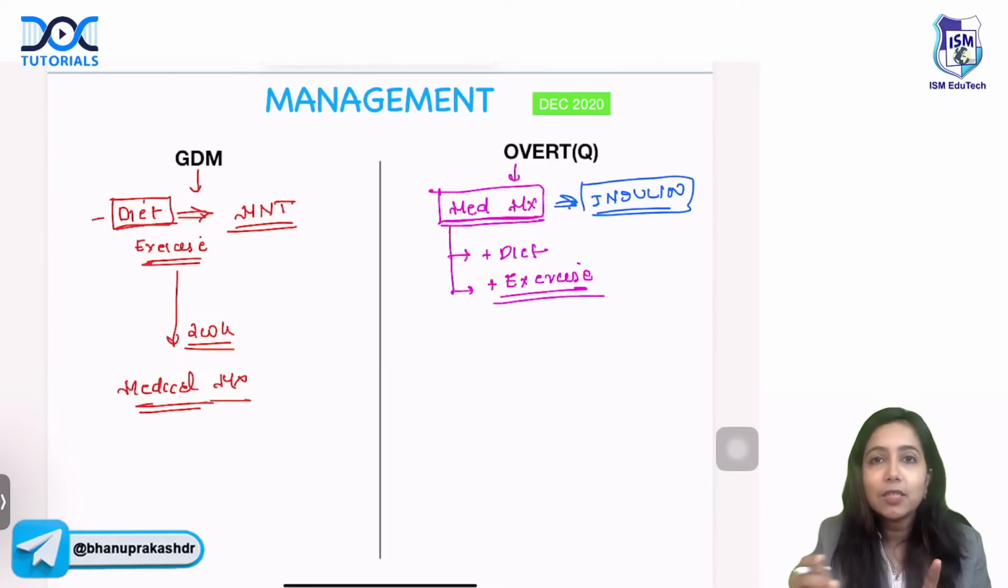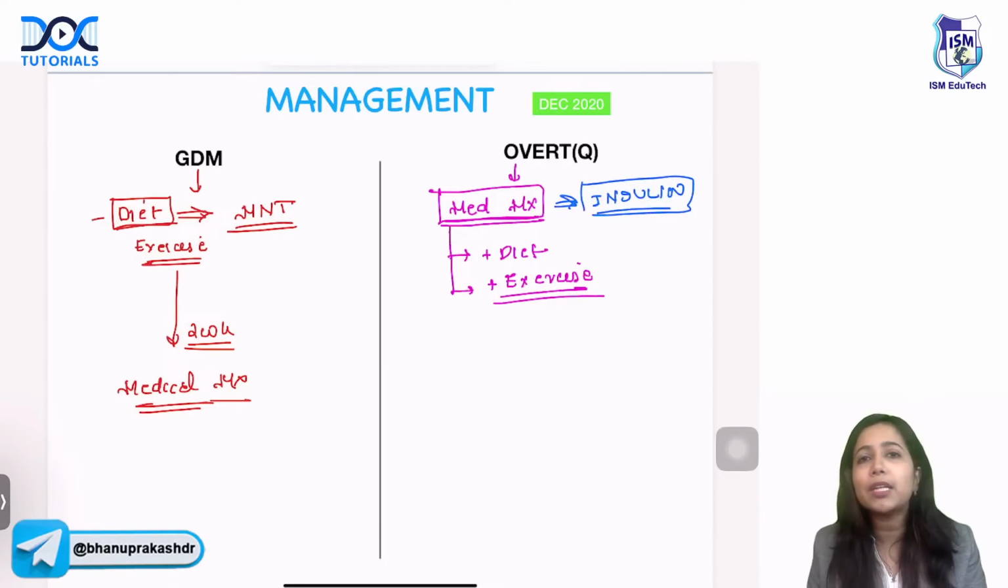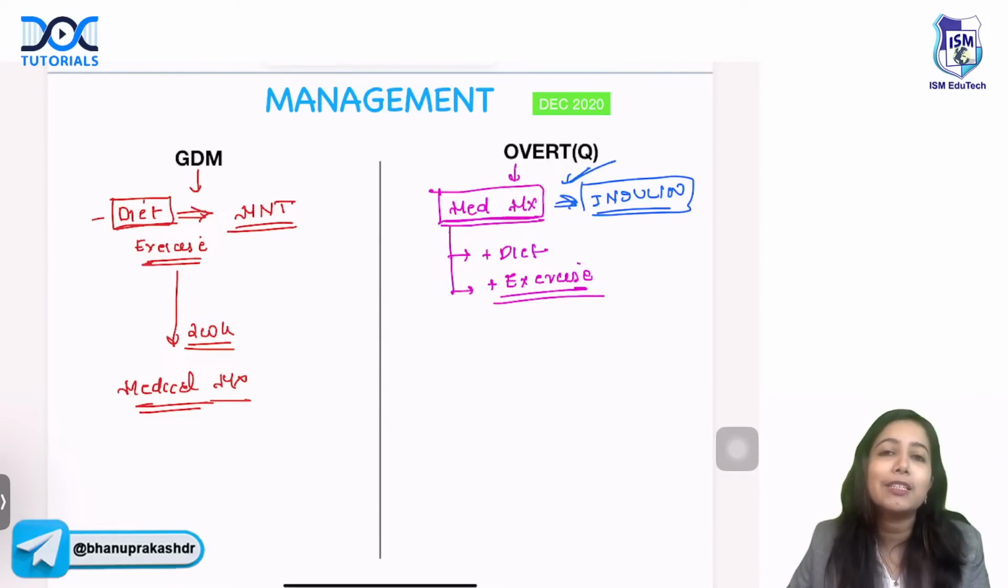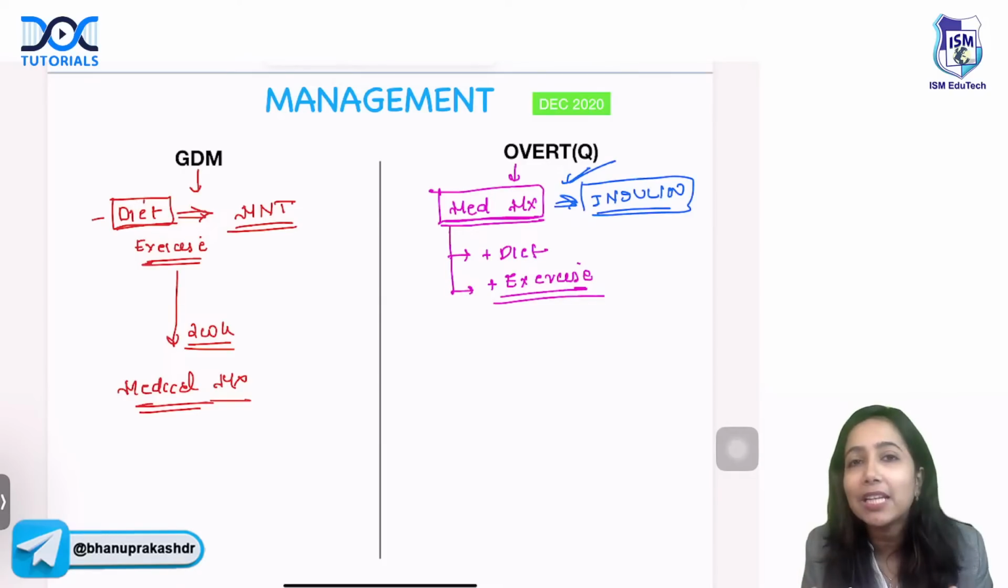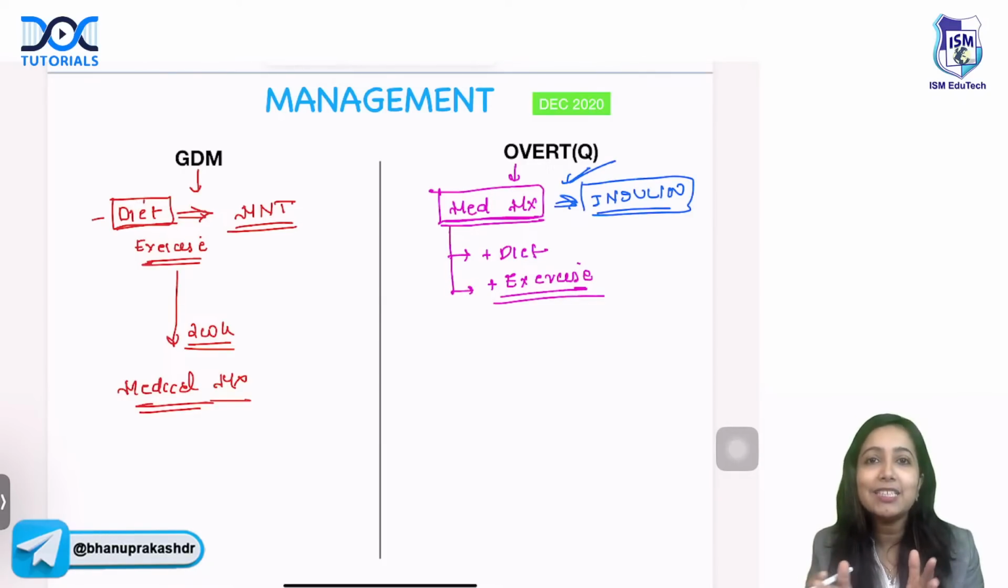So if I give a clinical scenario, postprandial levels are 220, fasting levels are 130, you will all think in terms of overt. Now your first management is insulin. Along with that, just like the spices, the masala part, we can add some diet, some exercise, but the main core management is insulin. The pillar is insulin.